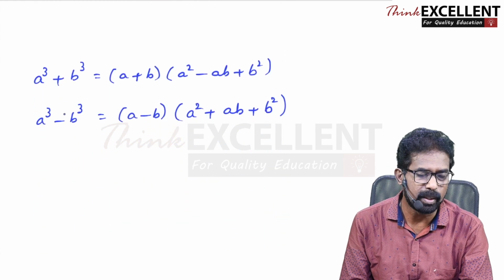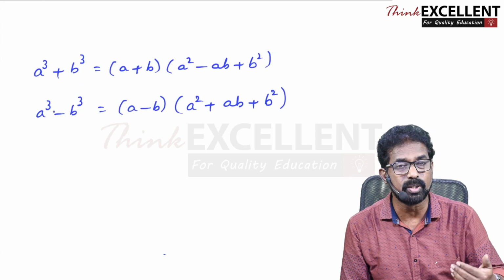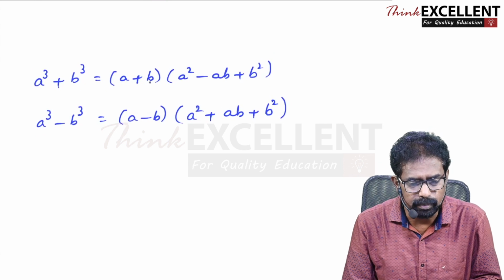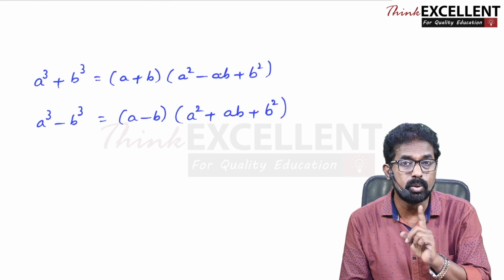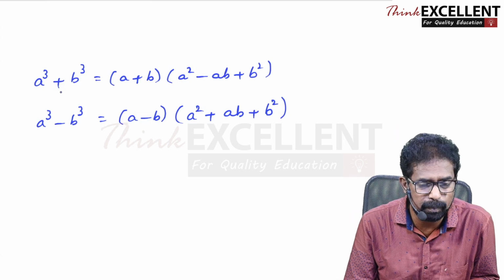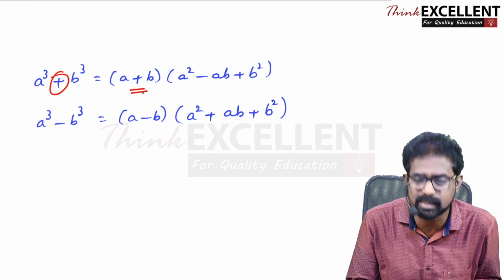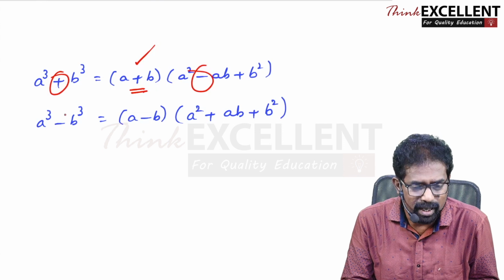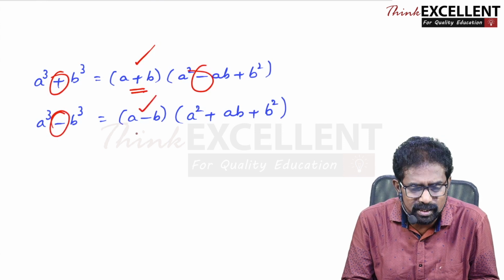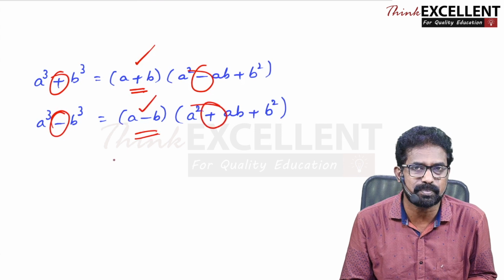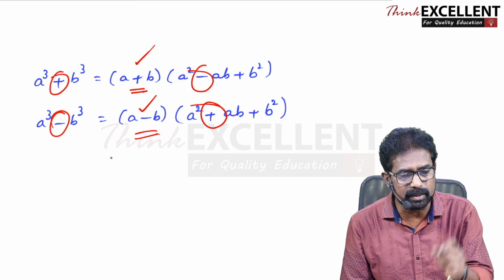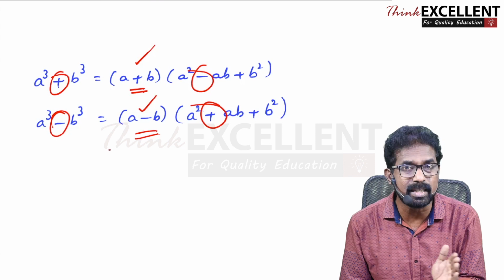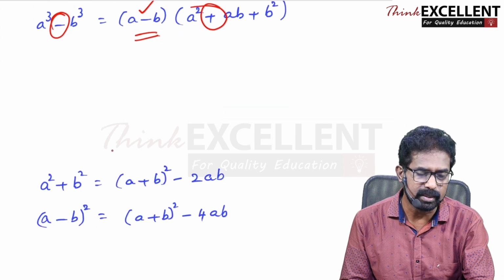Look at this one. This is another important identity. All these identities are useful when you go for factorization, okay? a³ + b³ is (a + b)(a² − ab + b²). No 2ab here, only ab, right? So for a³ + b³, if plus is outside, start with plus; inside you write minus. If minus is there, start with minus; if minus is outside, inside you write everything plus. So a³ + b³ is (a + b)(a² − ab + b²). a³ − b³ is (a − b)(a² + ab + b²).